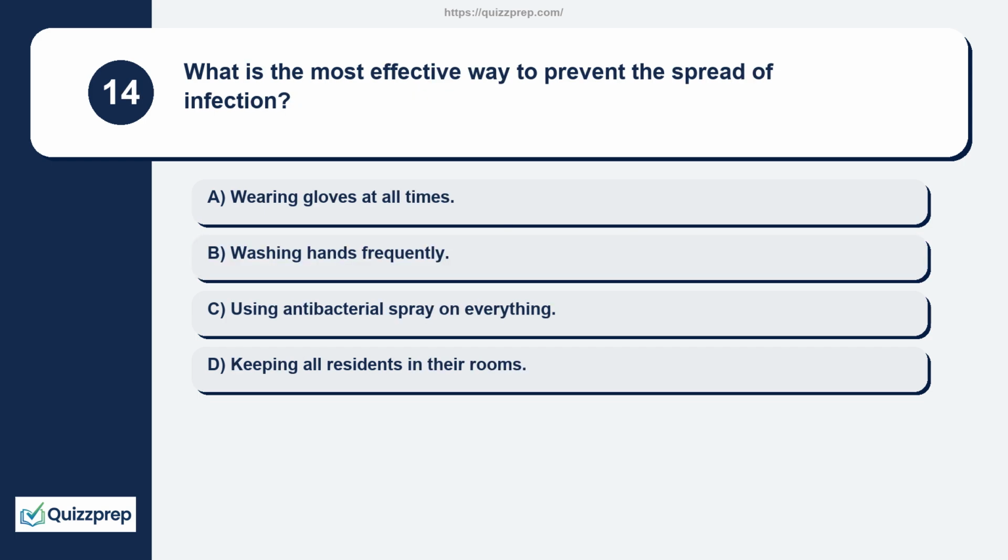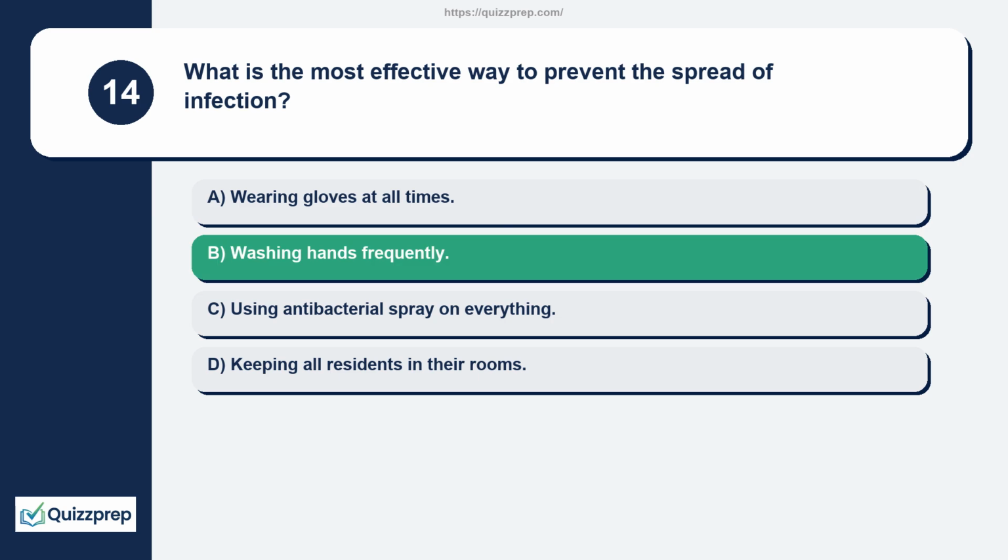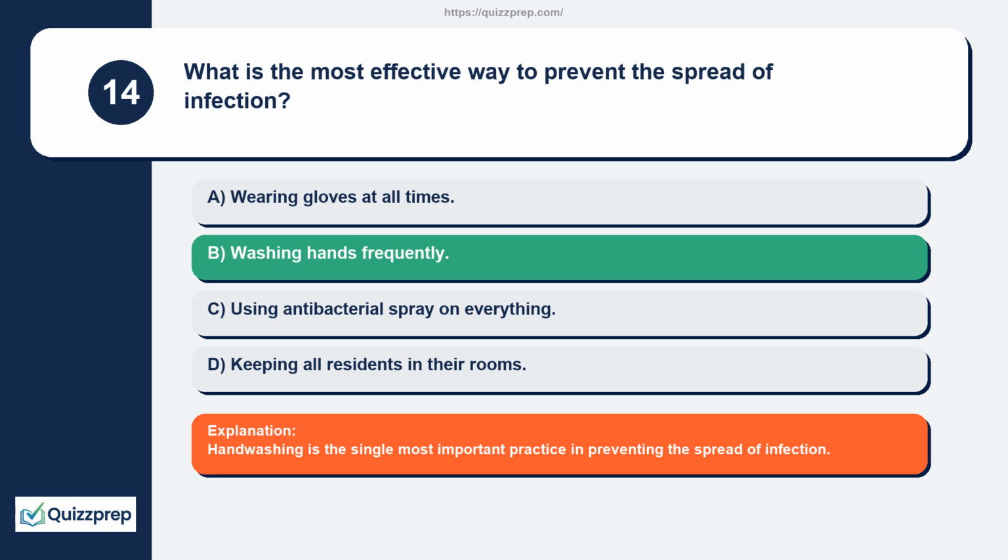Question 14. What is the most effective way to prevent the spread of infection? Wearing gloves at all times, washing hands frequently, using antibacterial spray on everything, keeping all residents in their rooms. Hand washing is the single most important practice in preventing the spread of infection.